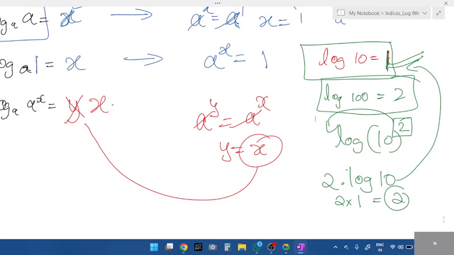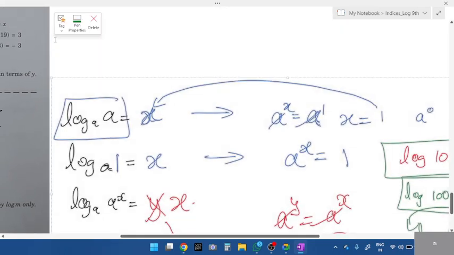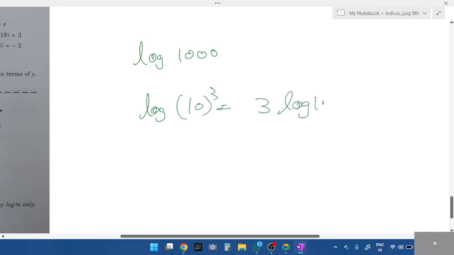Log 100 is 2. All of you will complete it? Done? Log 1000. What is log 1000? How do you convert into 10? Convert everything into 10. 10 to the power of 3, then 3 into log 10. What's the answer? 3 is the answer. They just twist the question, students.